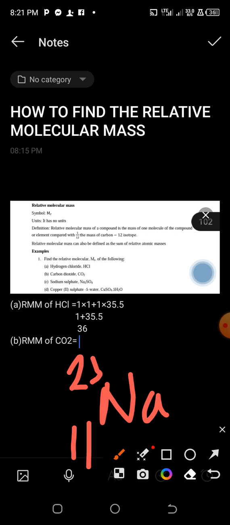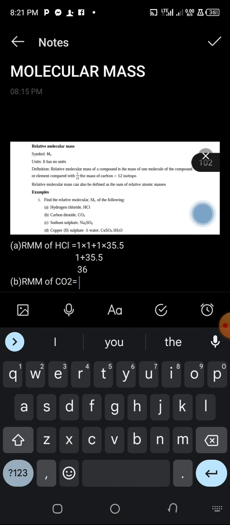The number which is on top is what we call the mass number. So you multiply that number by the atoms of the element which are available in a compound. That's what we do. So done with that part.